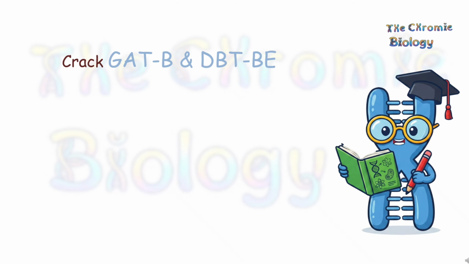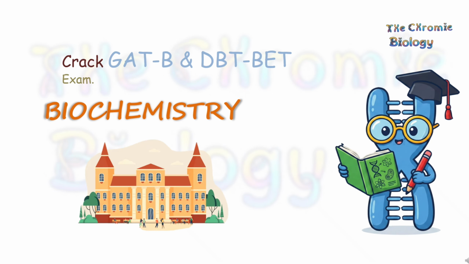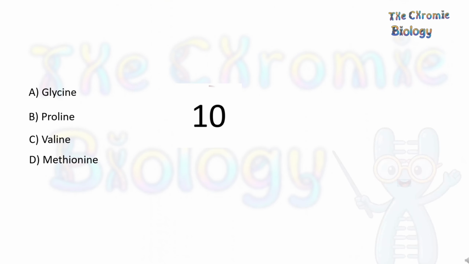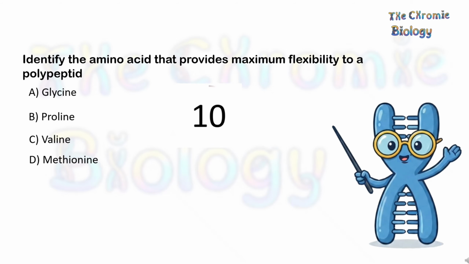How to crack the GAT-B and DBT exam? Biochemistry is the backbone. If you master this concept, you are halfway to your dream seats at a top institution. Let's dive in. Identify the amino acid that provides maximum flexibility to a polypeptide chain.